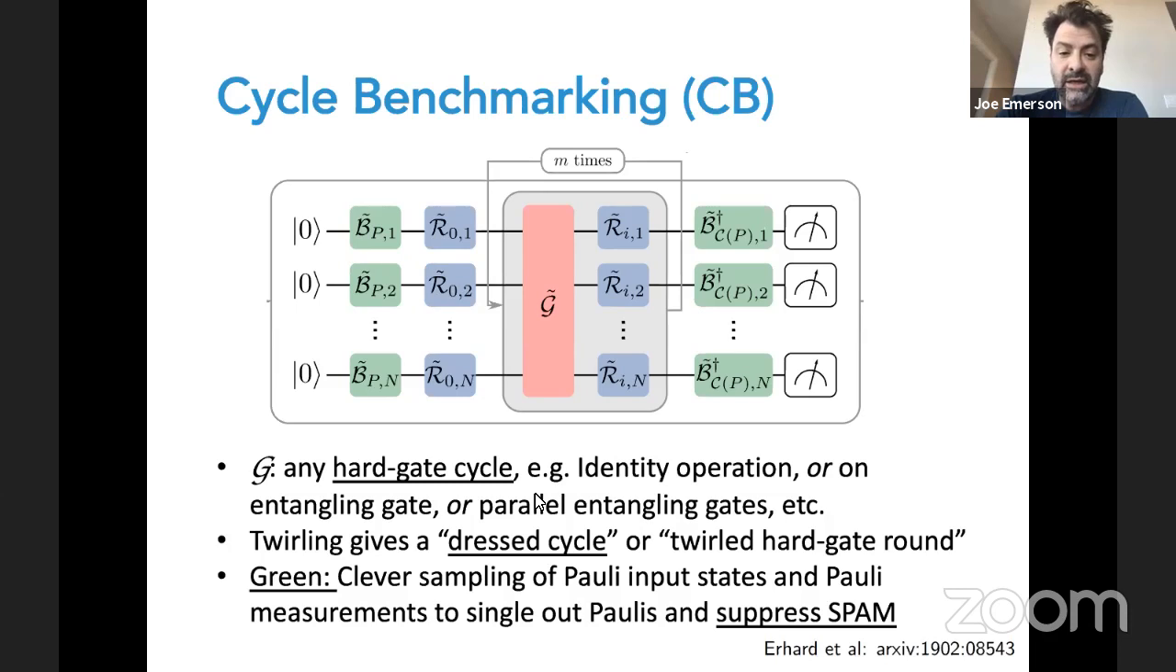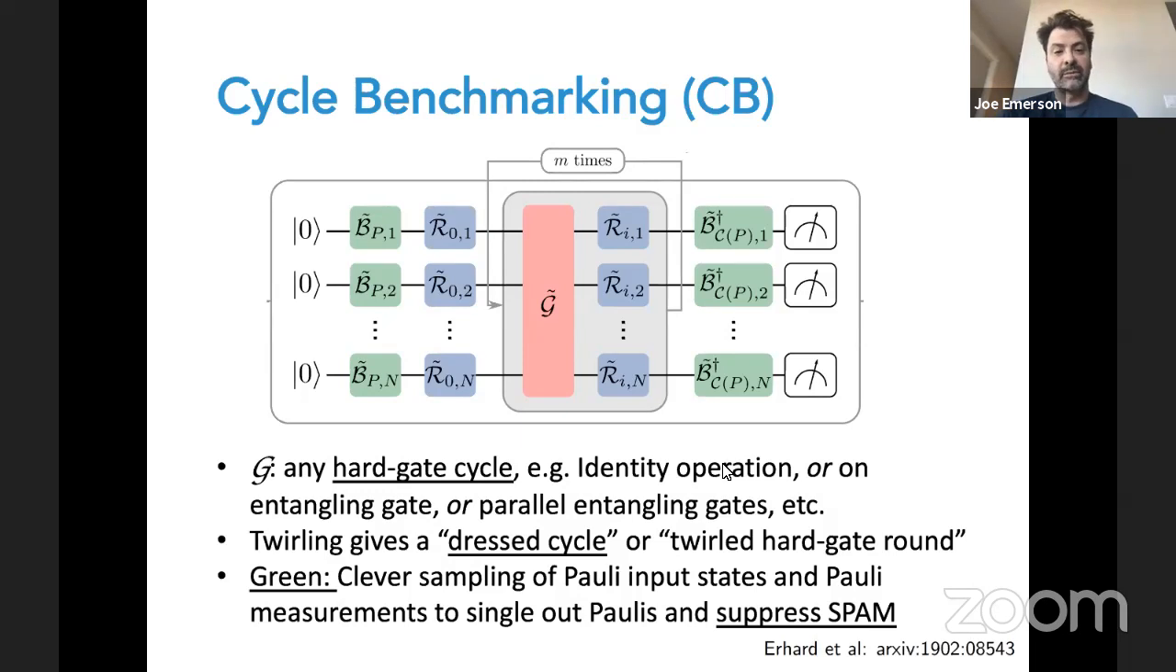It could be an entangling gate or some parallel set of entangling gates. It could be anything you want. And then the natural thing to do is to understand the errors not on the pink block alone, but the pink block combined with local random gates. So we call that a dressed cycle, borrowing terminology from physics. We also call it a twirled hard gate round. And what I'll tell you later is about how that is the natural thing to characterize the errors for. But for now, you just have to accept that on faith.